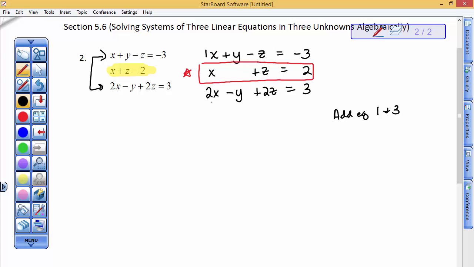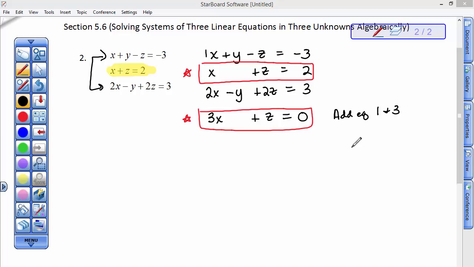So this 1x and this 2x adds to be 3x. The y's are gone, and a negative z and a positive 2z adds to be a positive z. Be careful, a negative 3 and a positive 3 is 0. So I now have my second starred equation. So these are the two that I have to work with now to eliminate either x or z.